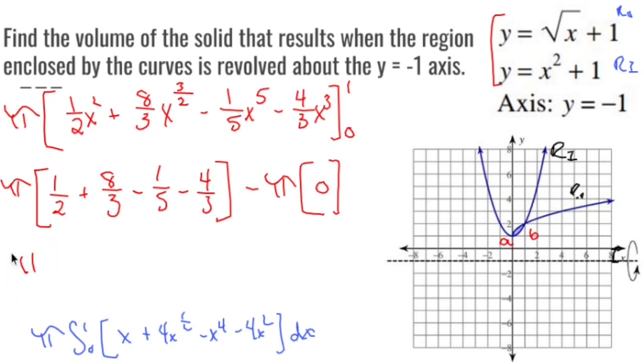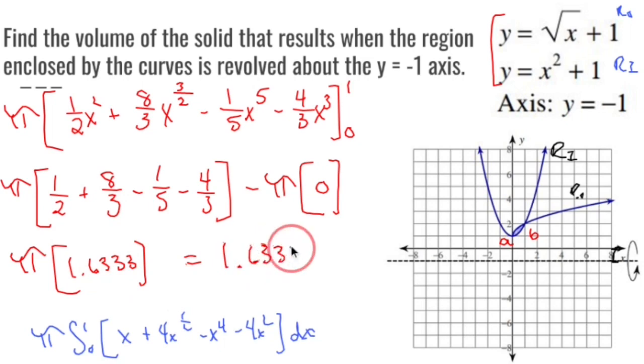So this ends up being pi times whatever this guy is. I'm just going to let Siri do it. 1/2 plus 8/3 minus 1/5 minus 4/3. It's approximately 1.6333. I'll take that. 1.6333 times pi is going to be 1.6333 pi. So that is the volume of a washer bowl thingy spun around an axis that is not the x-axis. Very tricky problem. Tons of fun, though.